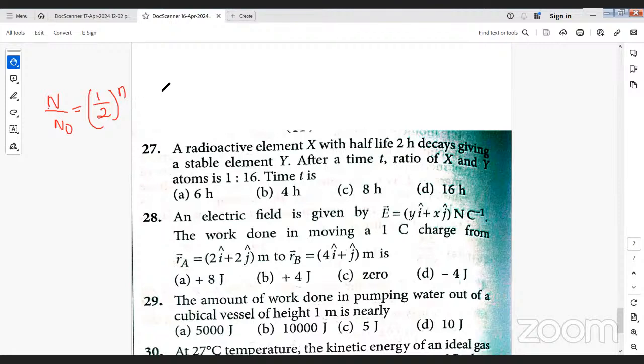Because what they are saying, radioactive element X with half-life 2 hour, decay is giving a stable element Y after a time t. Ratio of X and Y atoms is 1 by 16, they are saying. Okay. Ratio of the atoms, how much they are saying? It is 1 divided by 16. So 1 by 16 is equal to 1 divided by 2 raised to n. So what will be the value of n? Yes, check. What is the value of n?